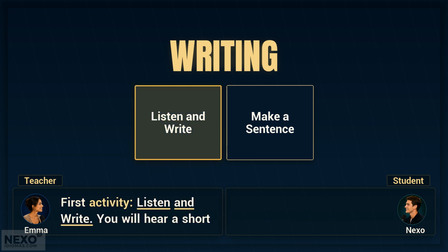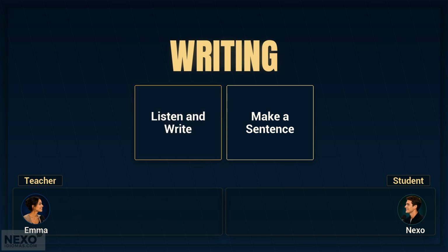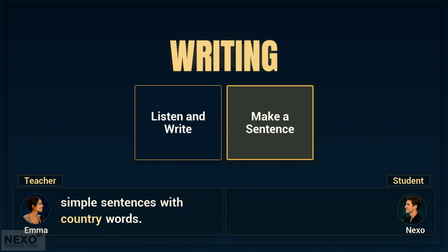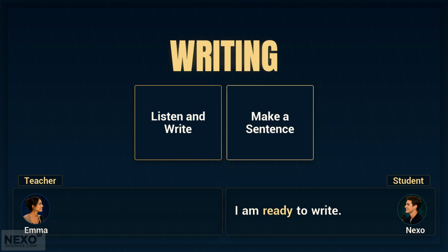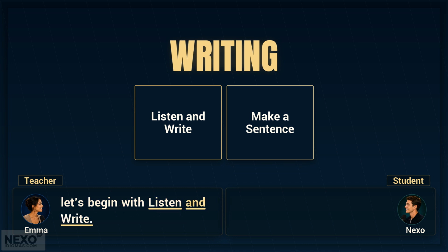First activity. Listen and write. You will hear a short text and write the words you hear. Second activity. Make a sentence. You will create simple sentences with country words. I am ready to write. Excellent. Keep your pencil or keyboard ready, and let's begin with listen and write.